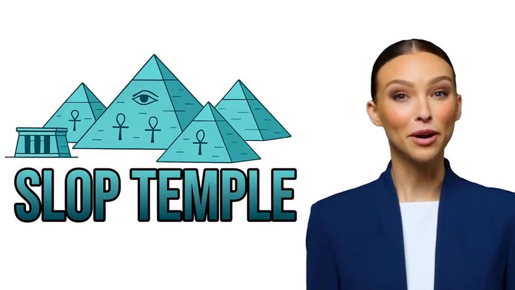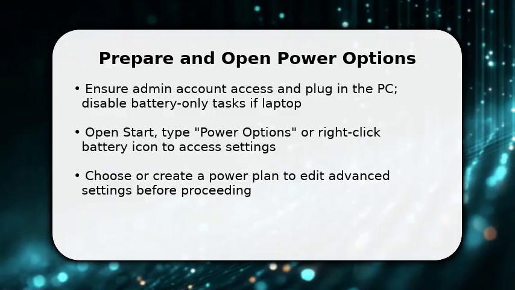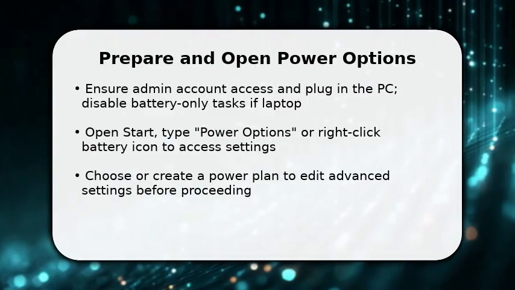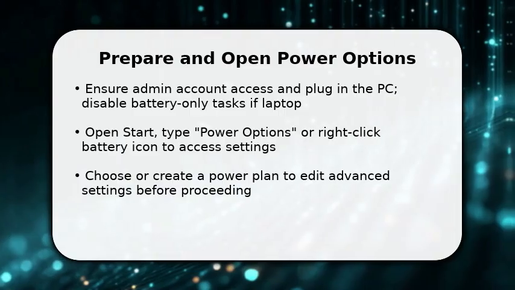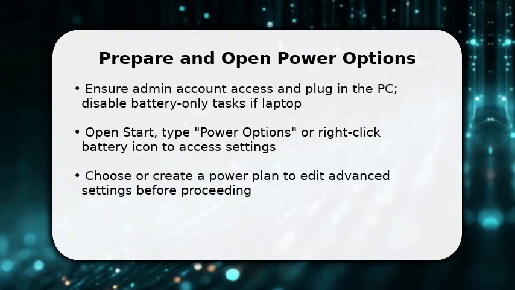We pray this video helps. You need admin rights and the machine plugged in. Once done, start by opening Power Options. You'll find it via Start or the battery icon. This gets you straight to System Policies.